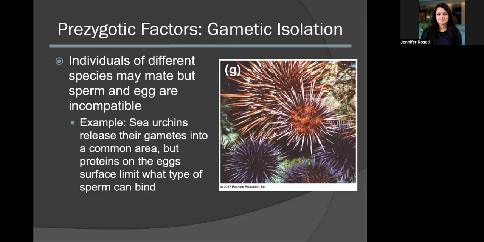Gametic isolation occurs when, once again, individuals of different species may be able to mate, but the sperm and egg are considered incompatible. A good example of this is mating in sea urchins. Many different species of sea urchins can release their gametes into a common area. However, proteins that are present on the surface of the egg limit and are very specific as to what type of sperm can actually bind to fertilize those eggs.